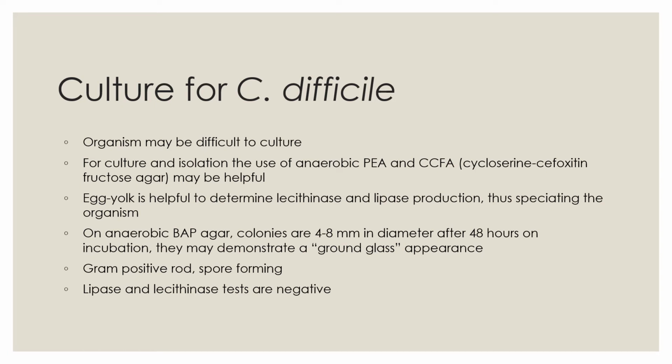However, if you wanted to speciate Clostridioides, you would put it on what's known as an egg yolk agar and look to see if the organism produces the lipase or lecithinase enzyme. If your organism produces lipase, what you'll see is an oily appearance on the colonies. And if your organism produces lecithinase, you will see a precipitate in the media around the organism.